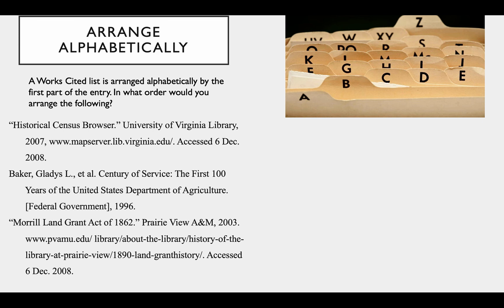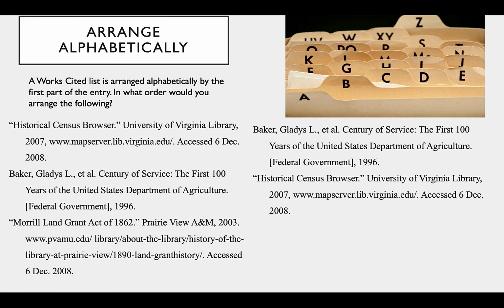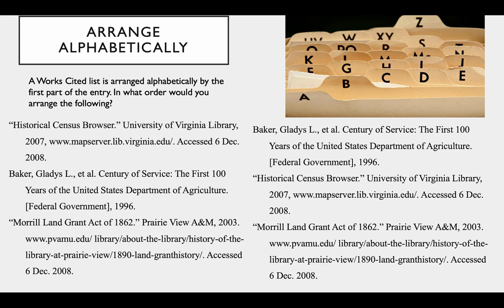So according to this, going way back to first grade, which source would be the very first one on your alphabetical list? Well done, Baker Gladys. B comes before most other letters in the alphabet. The next one in that case would be, yes, Historical Census Browser. Well done. I heard you screaming it at your computer. And then, of course, the last one is Morrill Land Grant.